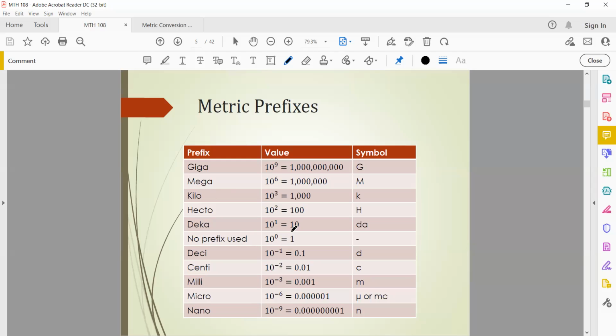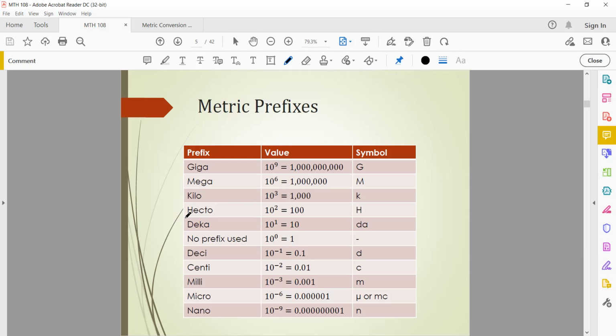If no prefix is used, that is just 1. Like for example, if it's a meter, then it's just 1 meter. In terms of exponents, that's just 10 to the 0, because any number to the 0 is equal to 1. So no prefix is kind of just a trivial case.